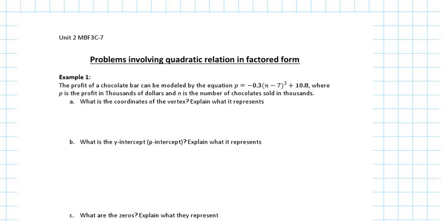Now, first of all, what form is the equation written in? Vertex form, right? So what can I find from the vertex form? H and K, which is the vertex. I'm looking at vertex form, that means I'm looking at the vertex, which is my maximum point or my minimum point, depending on the situation. So what would be the vertex? 7, 10.8.